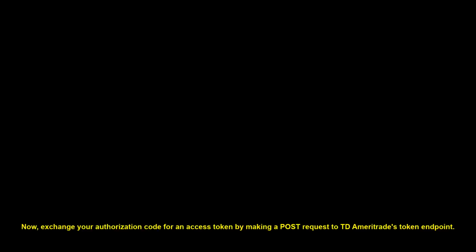Now, exchange your authorization code for an access token by making a POST request to TD Ameritrade's token endpoint. Include your API key, authorization code, and any necessary headers in your request. Upon successful request, you will receive an access token and a refresh token. Store both tokens securely for future API requests.